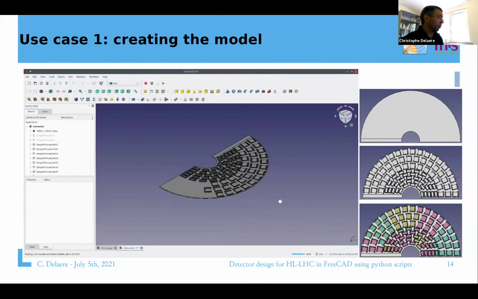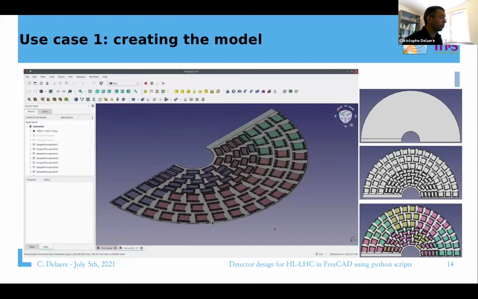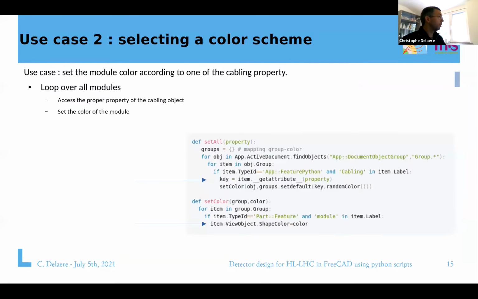So yeah, the model is basically ready at this stage, and you can see on the side that the file is now populated with the mechanics and all the modules. And the last step that we'll do here is to set a color. We'll use color to encode some of the cabling information. So this is what we just saw.